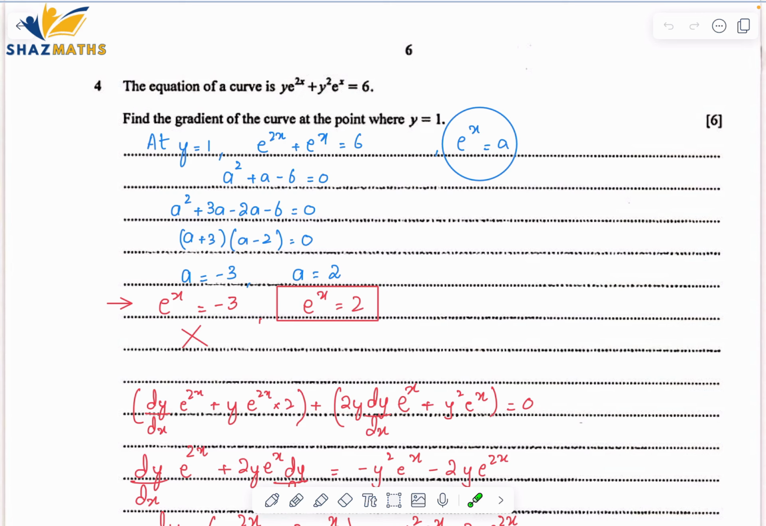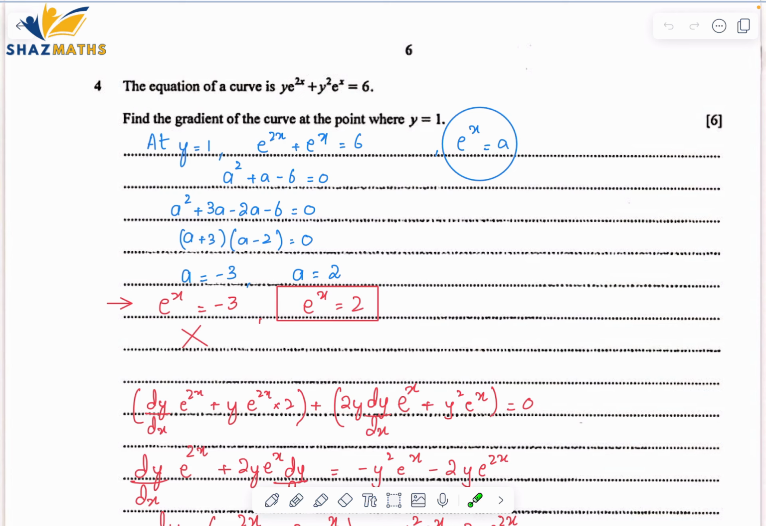We can make it simpler by making a substitution, e to the power x equals a. With that, this equation will become a quadratic equation. We'll solve it and we'll find the two answers of a, which are minus 3 and 2. Since a was equal to e to the power x, e to the power x should be equal to 2. We'll ignore the negative value because natural log of negative values does not exist.